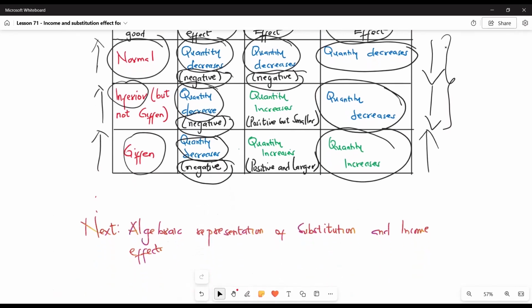So this is all that we have on our lesson on income and substitution effect. Our next lesson will be the algebraic representation of this substitution and income effect.